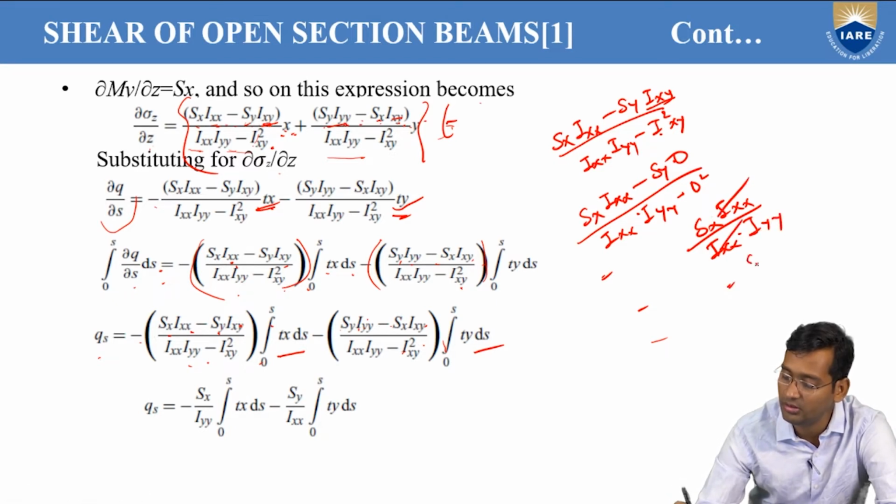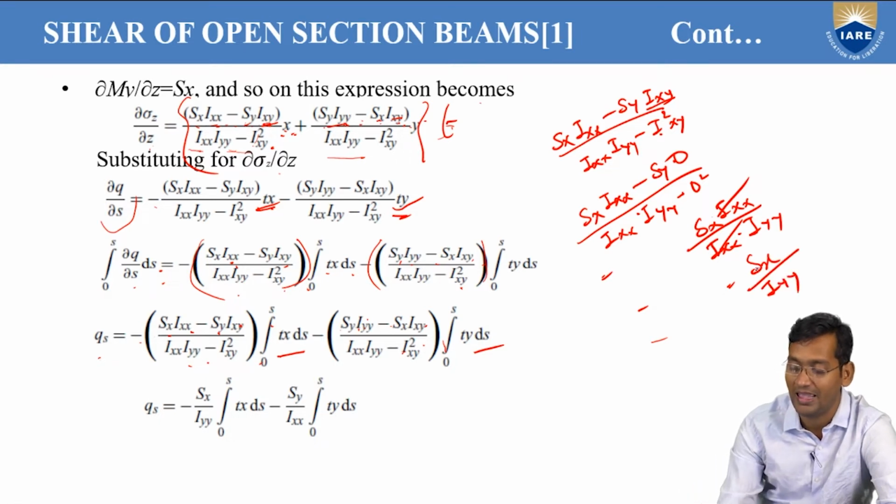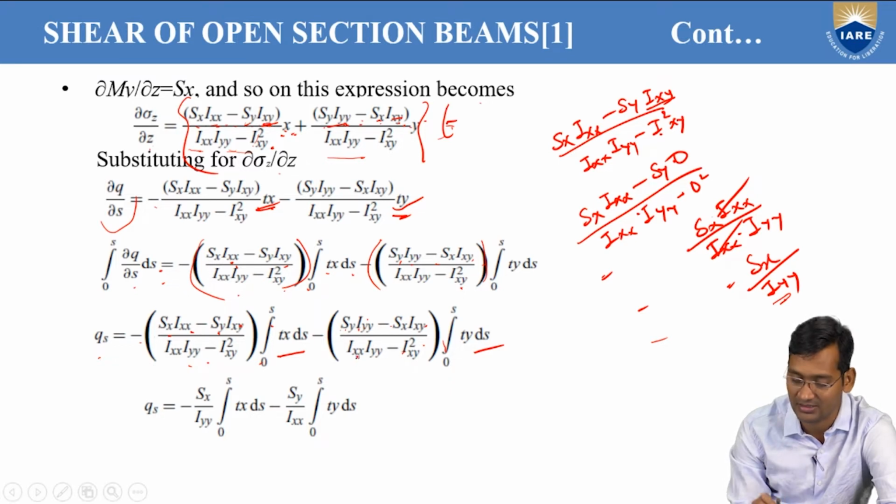So what we get here is Sx by Iyy. So let's see how we will check. Sx we are finding, and we are getting it in terms of Iyy. Similarly for this side, we will get Sy by Ixx. Okay, so Sy by Ixx.